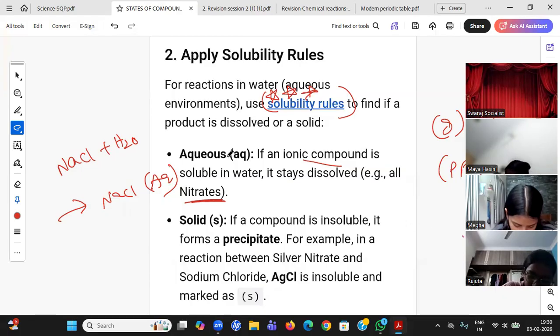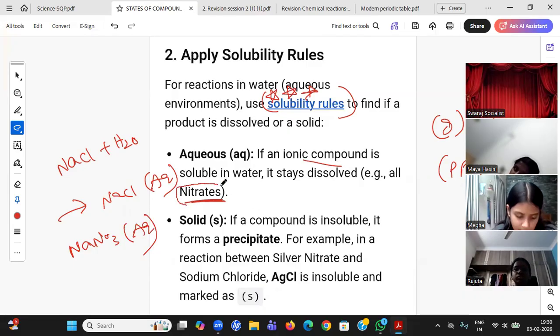So where should we write aqueous? Whenever an ionic compound is soluble in water, like NaCl aqueous, whenever you are mixing with water. And generally nitrates, like NaNO3, blindly mention aqueous. Whenever you see nitrates, most of the nitrates are aqueous, which means they easily mix with water.